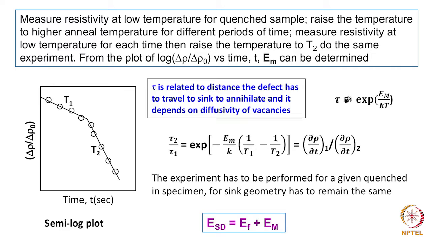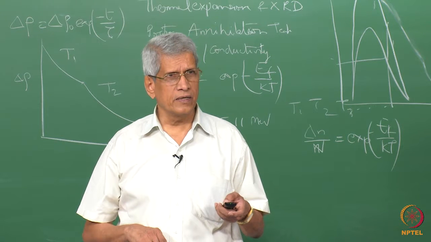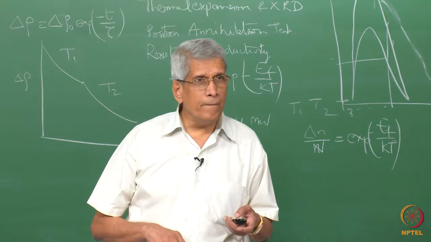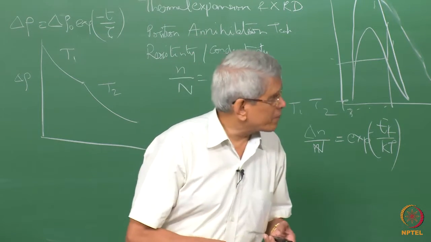So from this expression, or from this plot, where we have tau 1 versus tau 2, which is equivalent to the rate of change of the resistivity plot, the slope of it, we can find out the migration energy. This is how, using resistivity, the migration energy can be measured. Any questions? Is it all right? It's not clear. Okay.